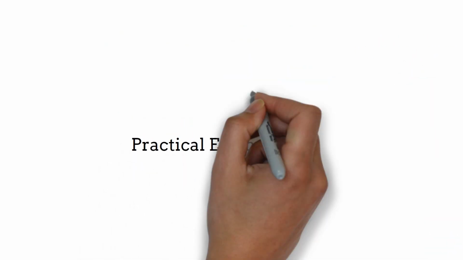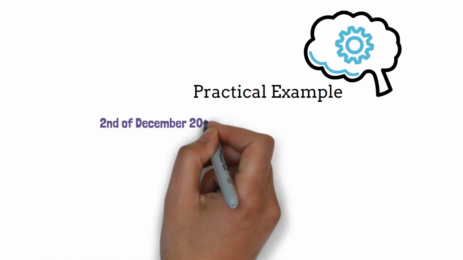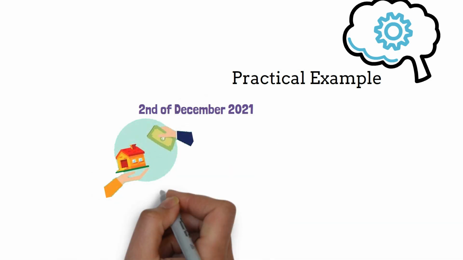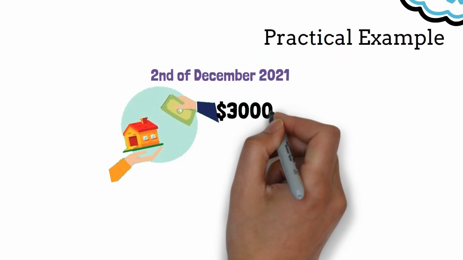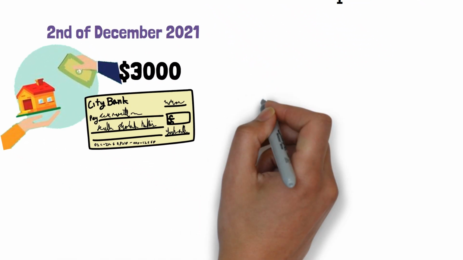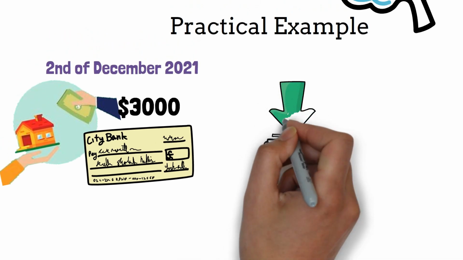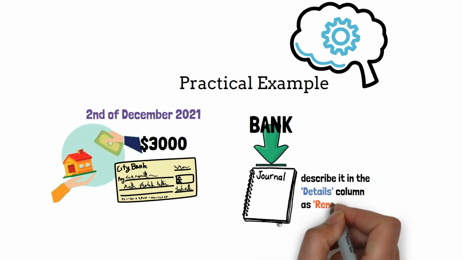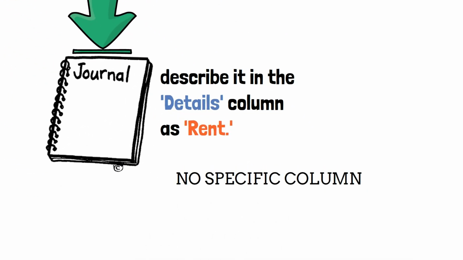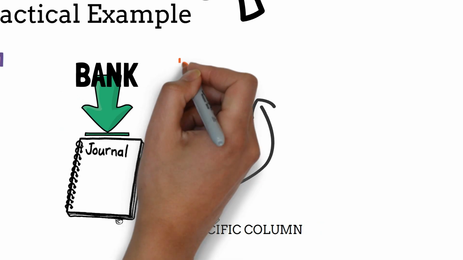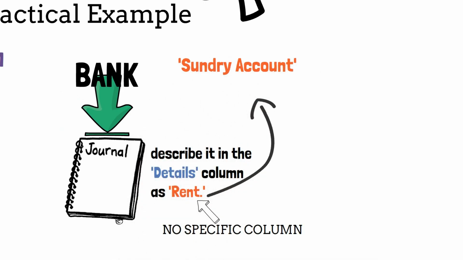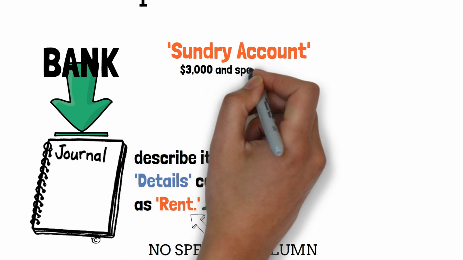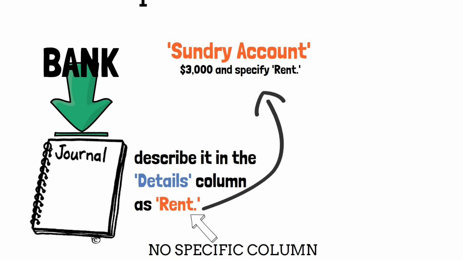Practical example. Let's put this knowledge to use with a practical example. Say on the 2nd of December 2021, you paid your shop's monthly rent of $3,000 by check. You'll record this in your cash payments journal under bank as $3,000 and describe it in the details column as rent. Since there's no specific column for rent, it goes into the sundry account. So under sundry account, you write $3,000 and specify rent.